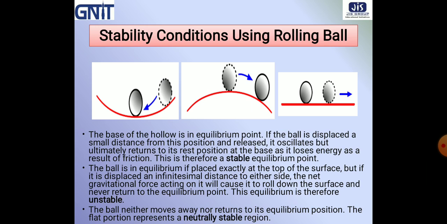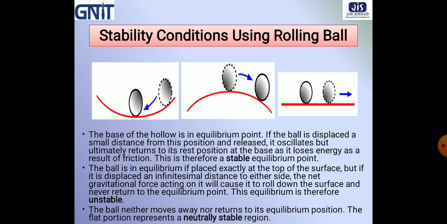Now, before going to stability, let us take the stability condition using a rolling ball. Let us understand this first. Now, first let us take this particular figure. If this red mark represents a hollow, the base of the hollow is an equilibrium point.